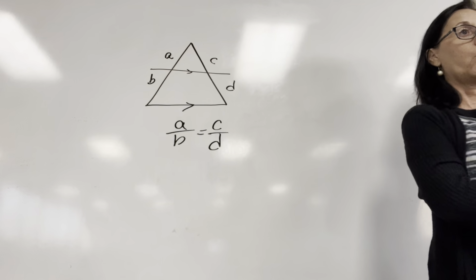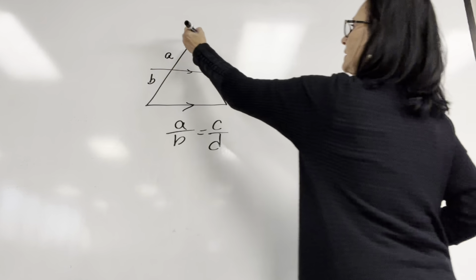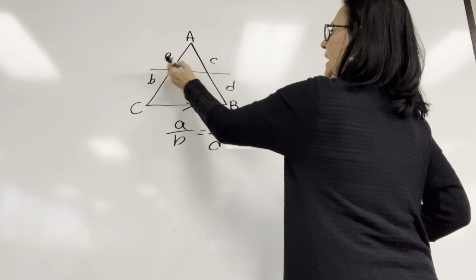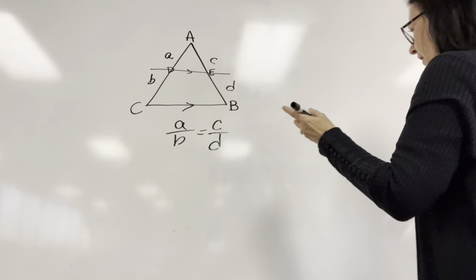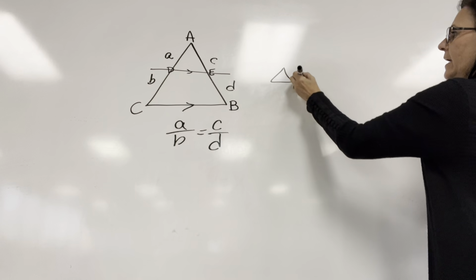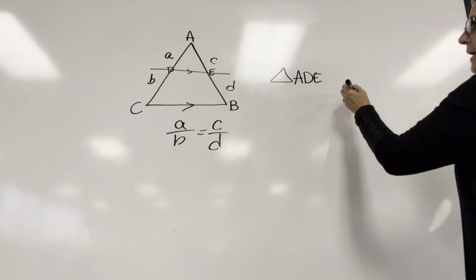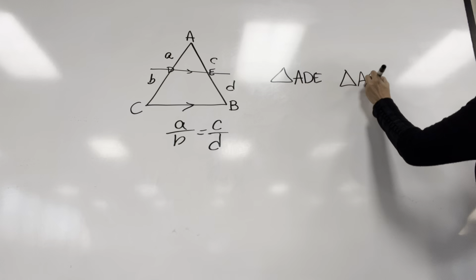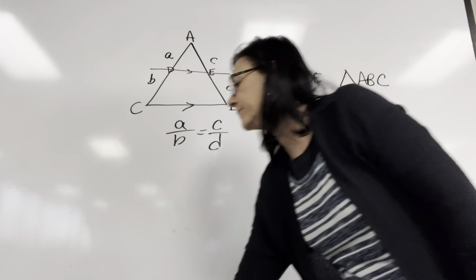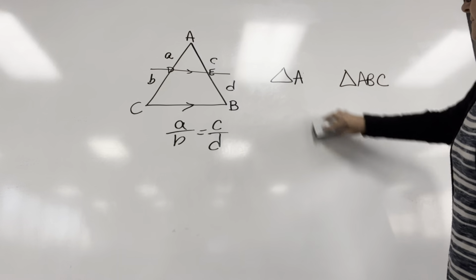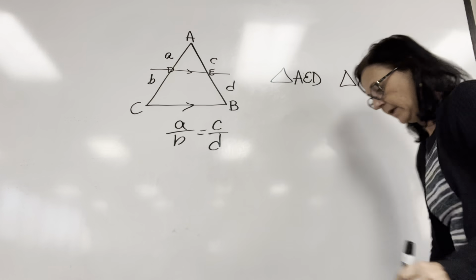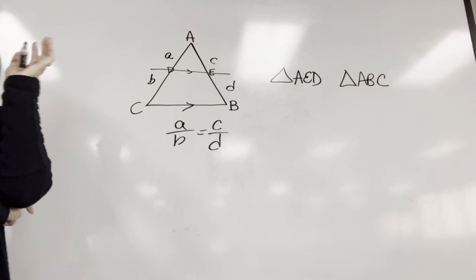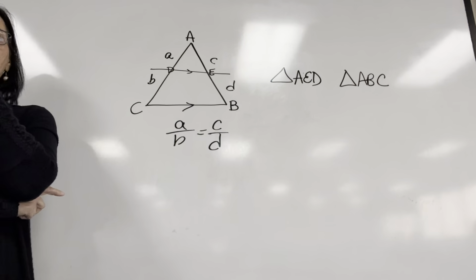All right, so let's think about why this would be the case. Let's call the big triangle ABC and the little one ADE. We're going to look at triangle ADE and compare it to the big triangle ABC. I should have written it AED. Are there, in these two triangles, any parts that would absolutely be equal?